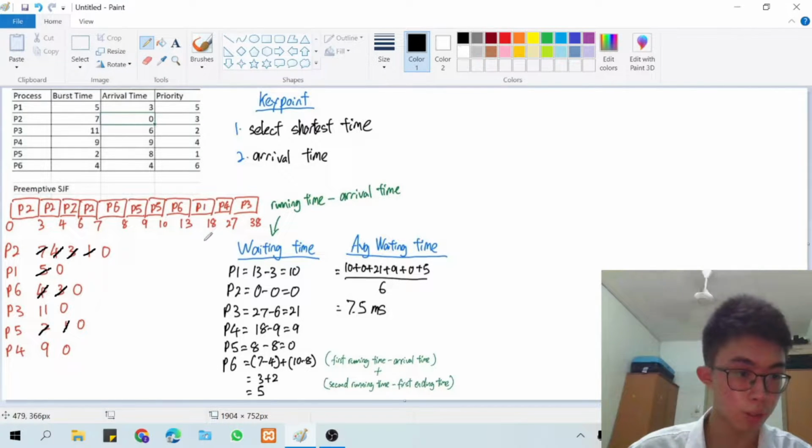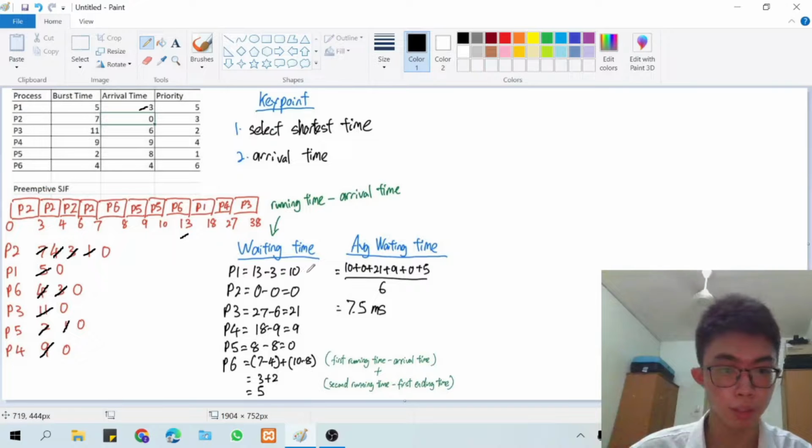We find another which is P4 with the burst time of 9 millisecond. We run all of it until 27 millisecond, and the last one is P3 with the burst time of 11 millisecond. All of the running time is 38 millisecond. Next, we calculate the waiting time of it. The formula of this calculation is running time minus the arrival time.